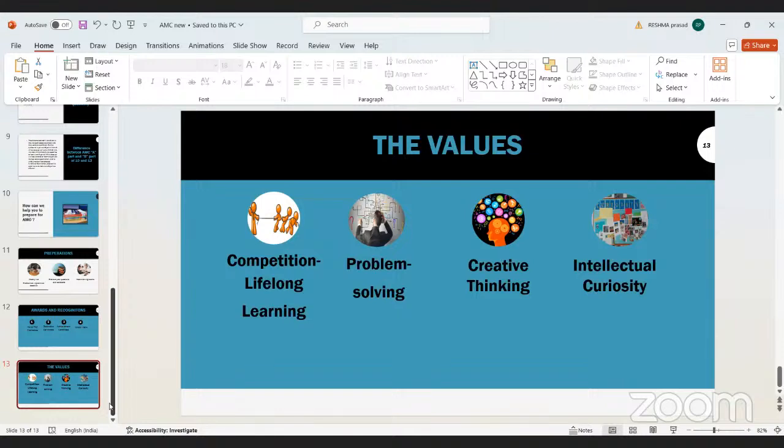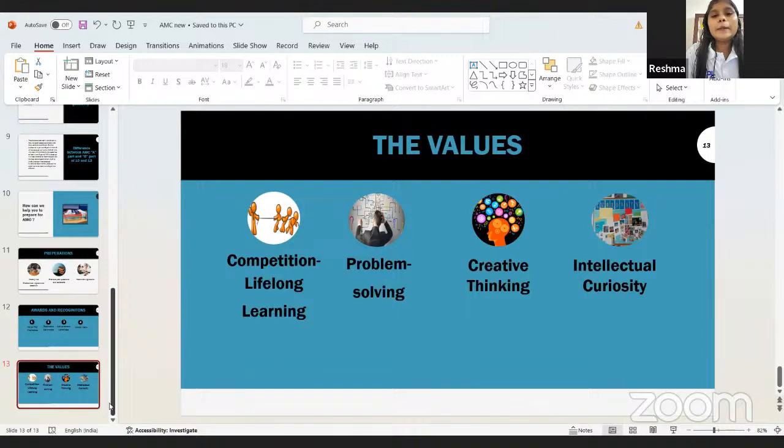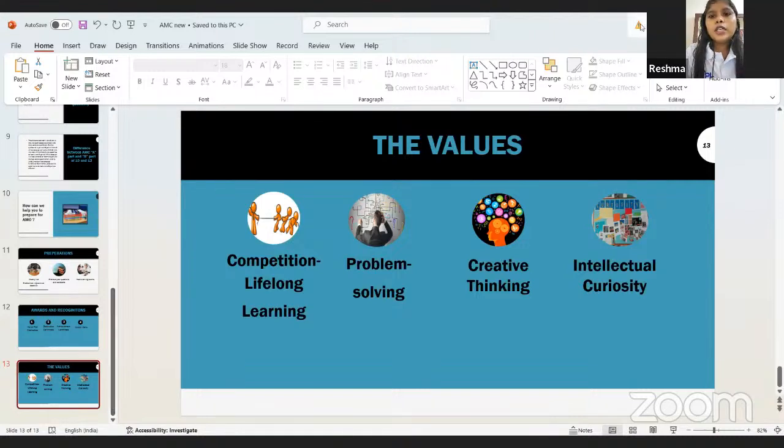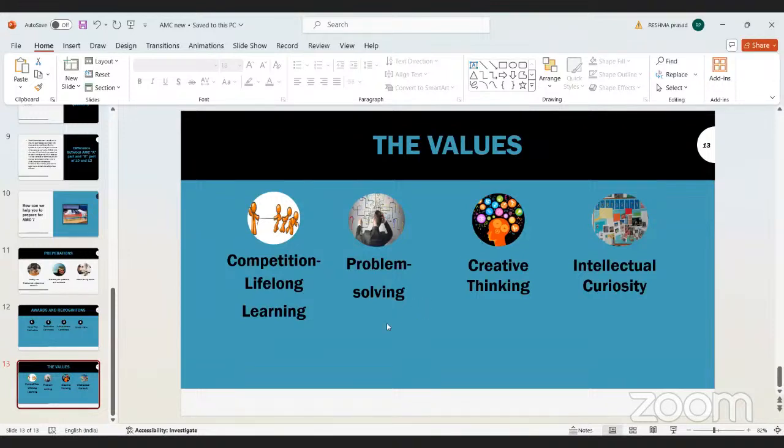Ma'am, another doubt. What is the cutoff for the next level, AIME? Actually, for AIME, the cutoff mark is different every year. So it will probably be from 90 to 110. That will be the cutoff mark. Do you have any other questions to ask?